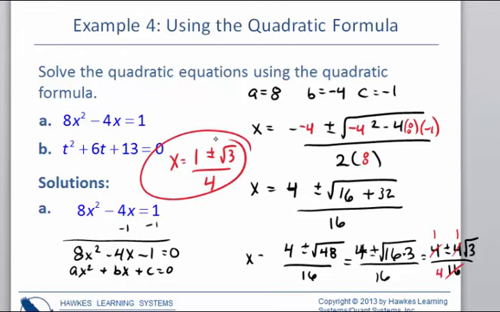All right, it is 2 solutions. They are 2 different solutions, and we knew that as soon as we saw that our discriminant was positive. We have 1 minus the square root of 3 over 4 and 1 plus the square root of 3 over 4.